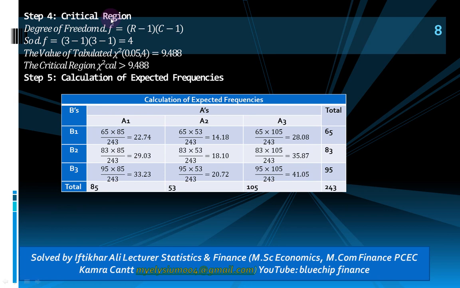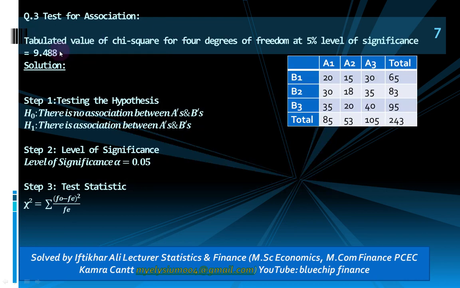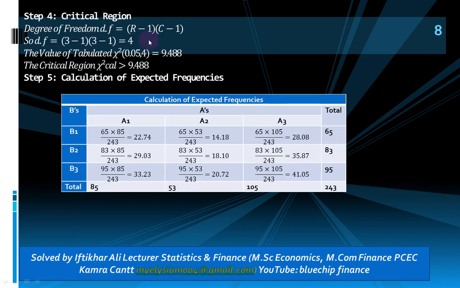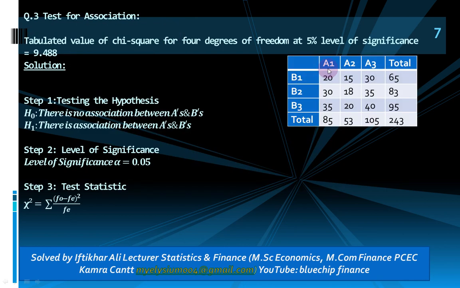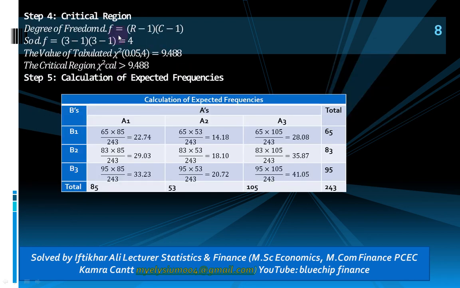Fourth step is the critical region. The critical region is in fact given in the question, 9.488, but how can we calculate this? Through the table. First of all we calculate the degree of freedom, df, which equals rows minus 1 multiplied by columns minus 1. In this question there are 3 rows excluding total. Totals are not counted in rows or columns. So there are 3 rows and 3 columns. So 3 minus 1 multiplied by 3 minus 1 equals 4.